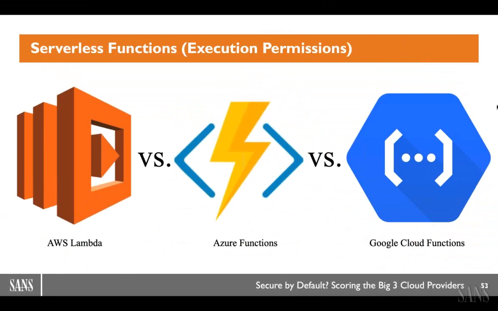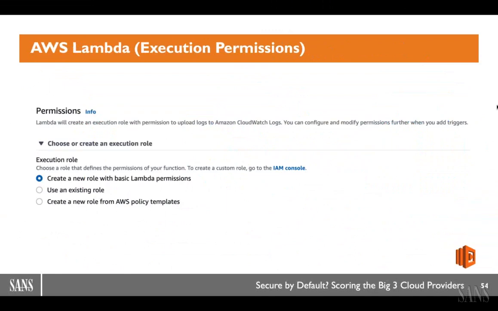Lastly, let's talk about the default permissions given to the various cloud functions during execution. Lambda uses the same IAM policy model that AWS uses for many of its other services.